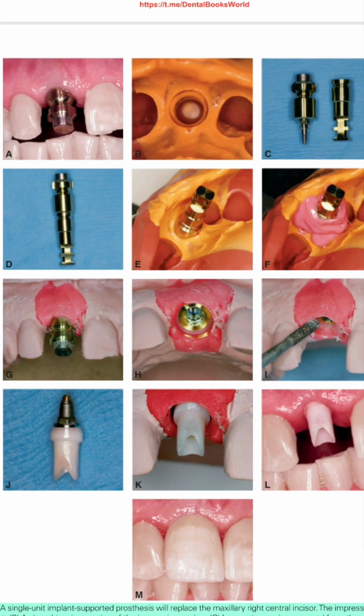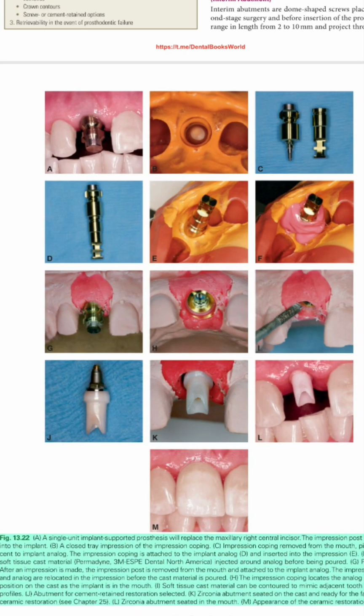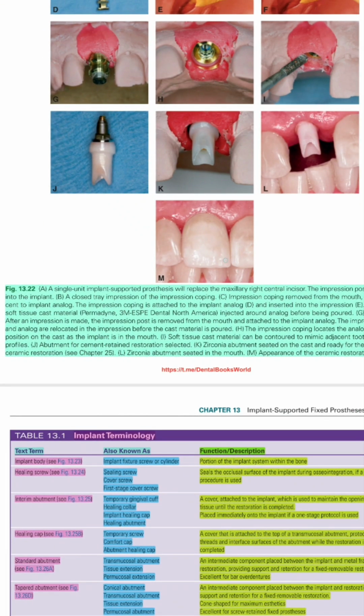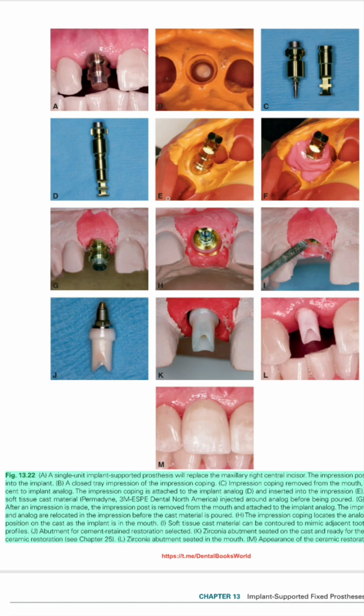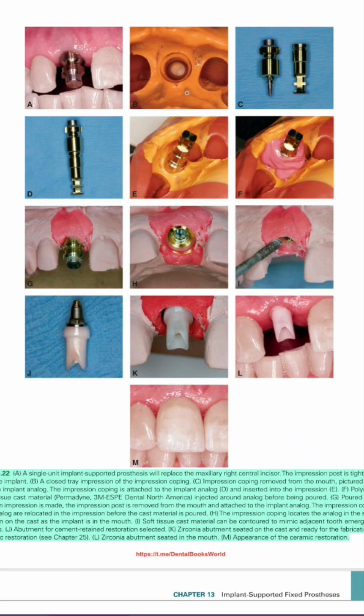Now let's see this case of replacing one tooth with an implant using a closed tray technique with a zirconia abutment and a final zirconia restoration. First, a transfer is attached to the implant, then the impression is taken, then we remove the transfer and attach it to the analog, and we replace them in the impression.